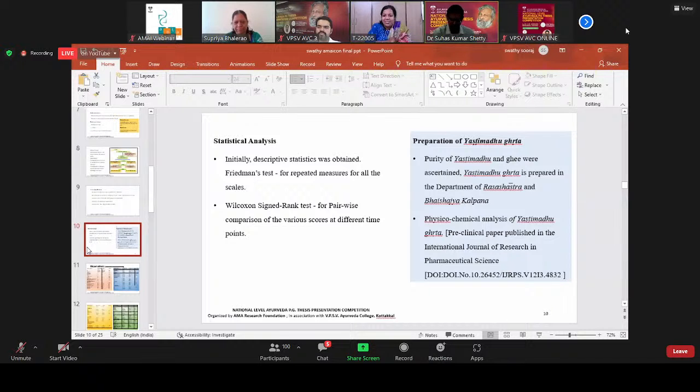What is the reference that was used for the Eshtimadugrida? Which reference did you use? Sir, there is reference regarding Eshtimadugrida in Chakradatta, in Vaishajya Ratnavali, and even in Ashtanga Hridaya Uttarasthana in Sadyovrana Prakarana. It has only Eshtimadu or any other? No, sir, only Eshtimadu and Grida. Okay.